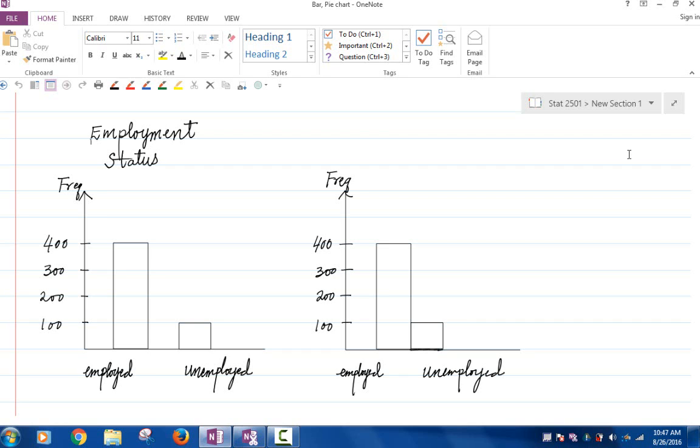In this case, I picked the count. For the employed category, the count was 400. For unemployed, the count was 100. Notice that I have a gap between the two, but I don't have to have gaps, so I can connect them as well. Those gaps are not needed. So you can use this or this, it doesn't matter.